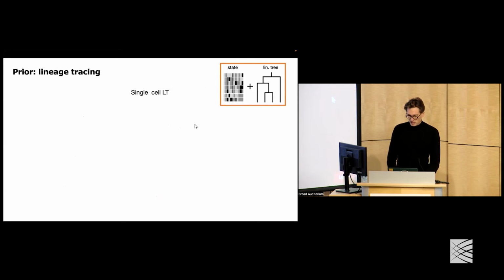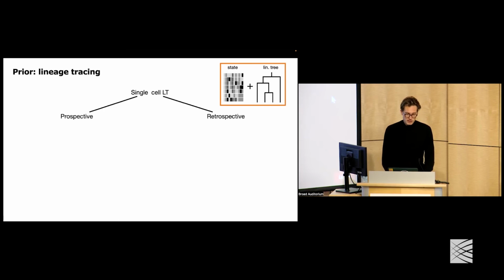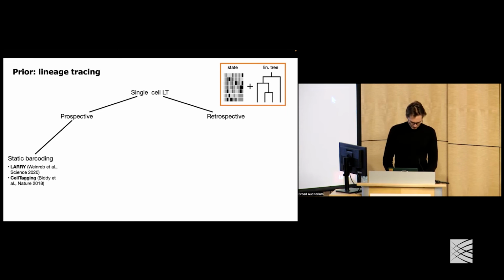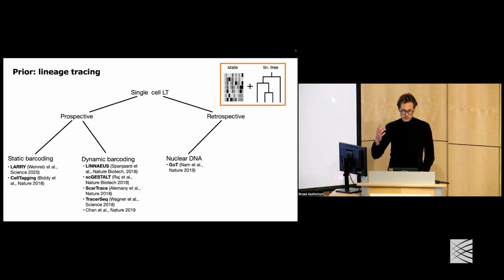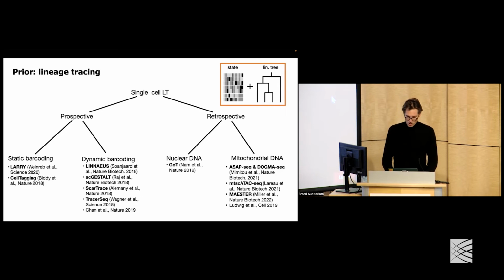And one prior that we were exploring is using single cell lineage tracing information. In particular, we were interested in those methods that give you shared state and lineage tree readout. There are a few different ones of those that can be categorized into prospective methods that engineer something into the cell, and retrospective methods that make use of naturally occurring mutations. You can use static barcodes or dynamic barcodes, usually using CRISPR-Cas editing systems.